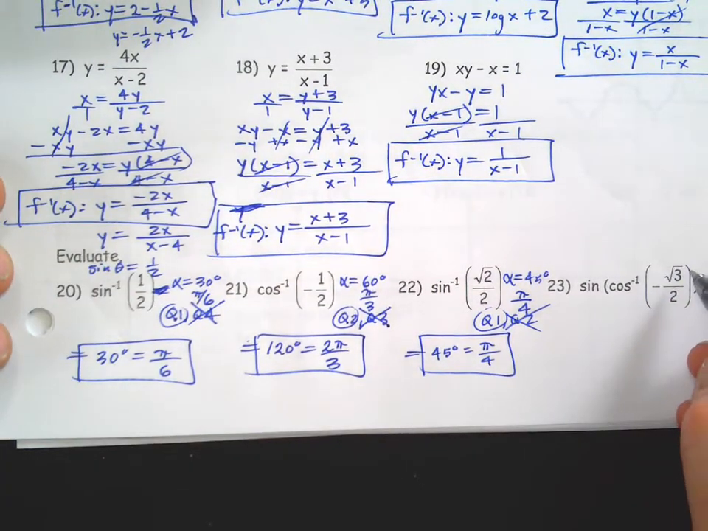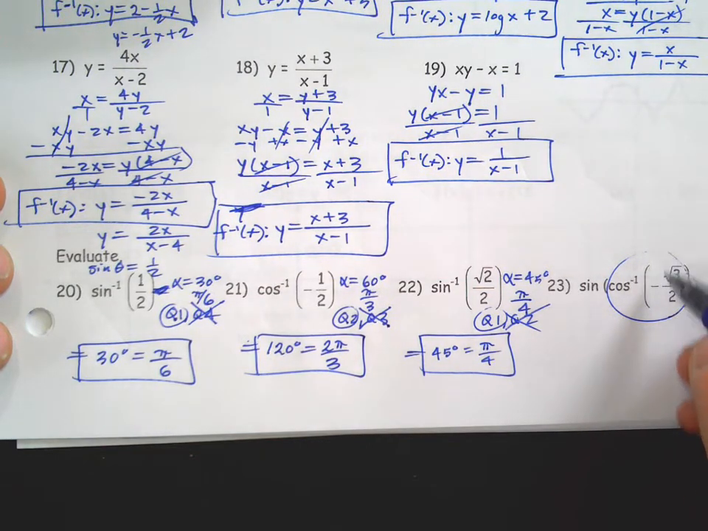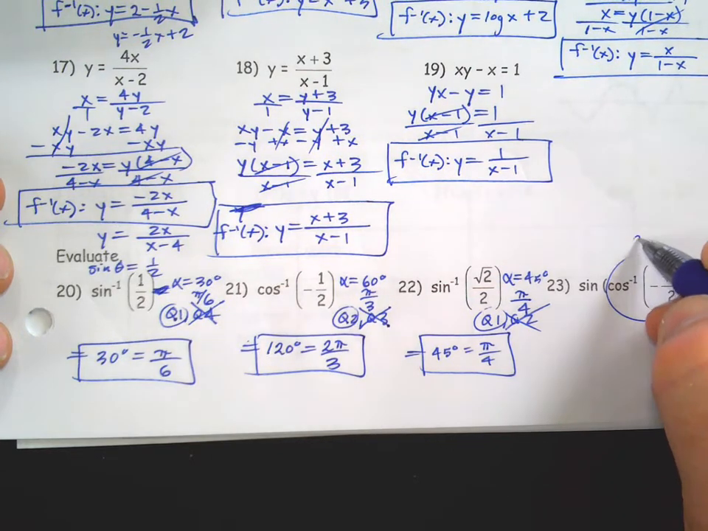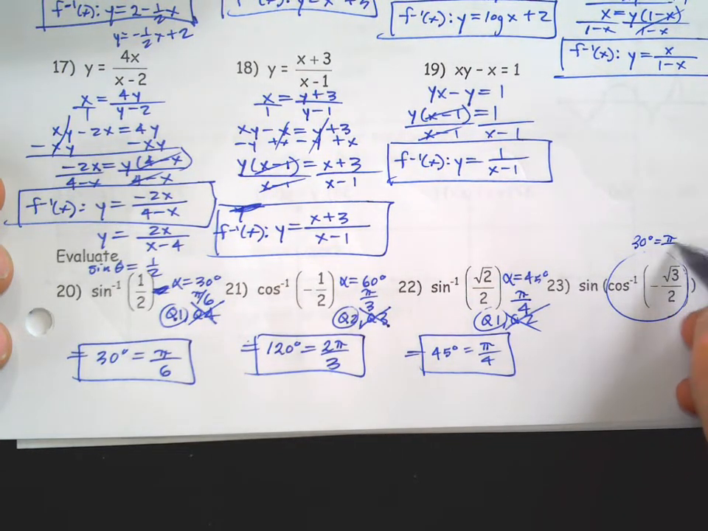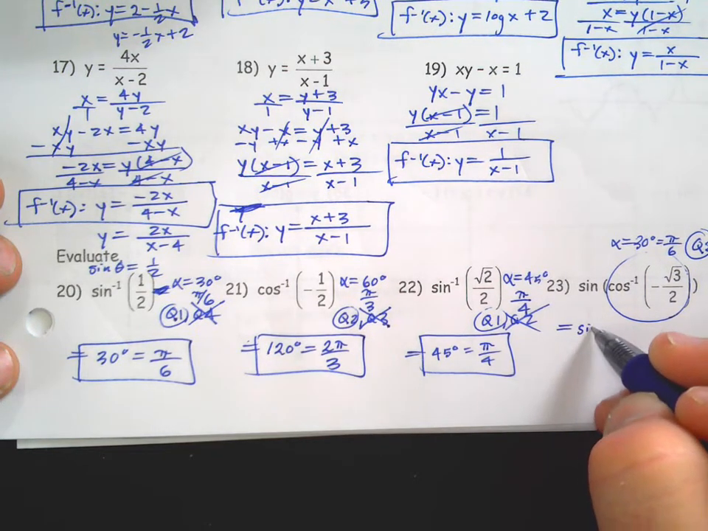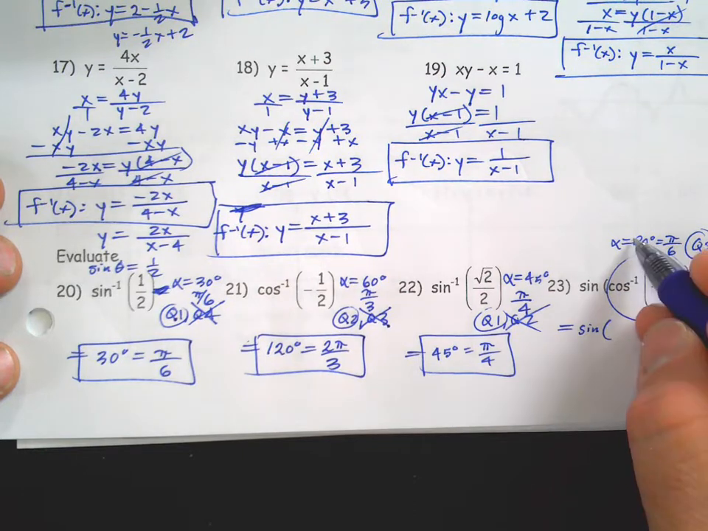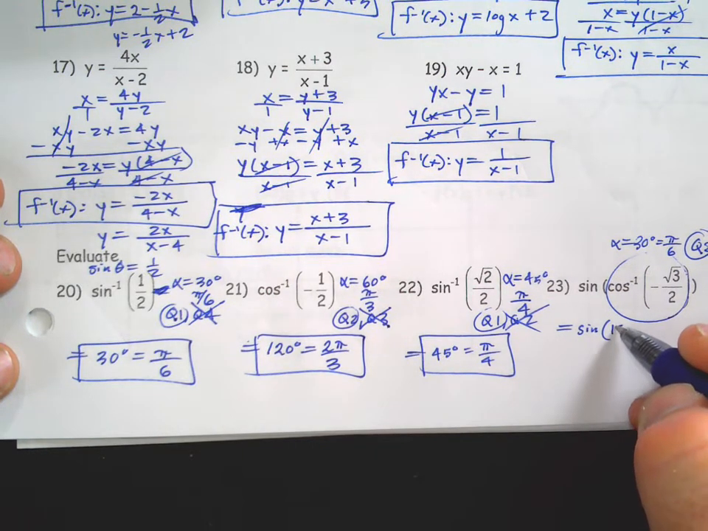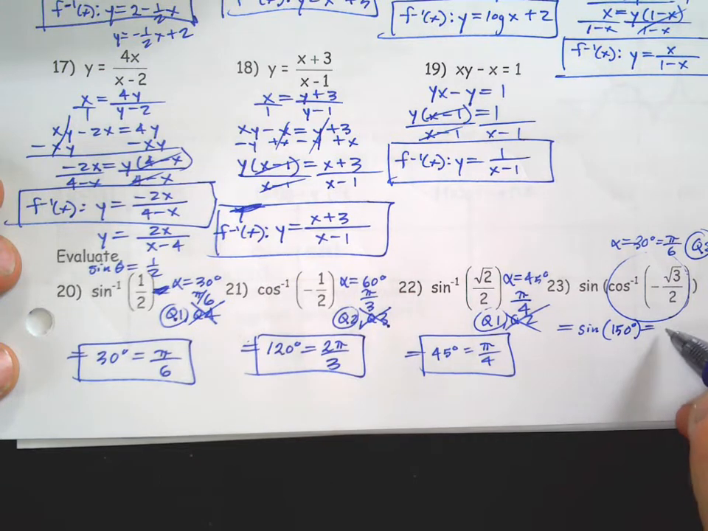Okay, next one. We got to work from the inside out, order of operations. So this is saying, when does cosine equal negative root 3 over 2? Well, that's 30 degrees, pi over 6 alpha. What quadrants is it negative in? Quadrant 2 and quadrant 3. Well, it's got to be quadrant 2. So that's going to be quadrant 2, which is 180 minus alpha, so 150 degrees, or 5 pi over 6.